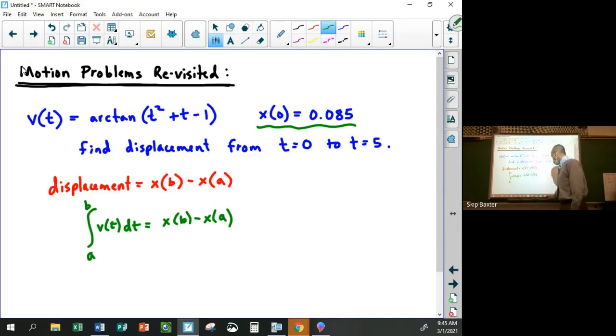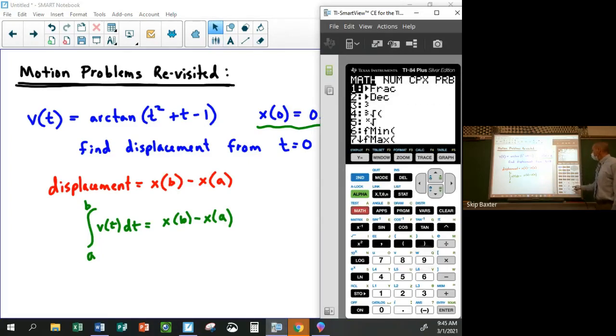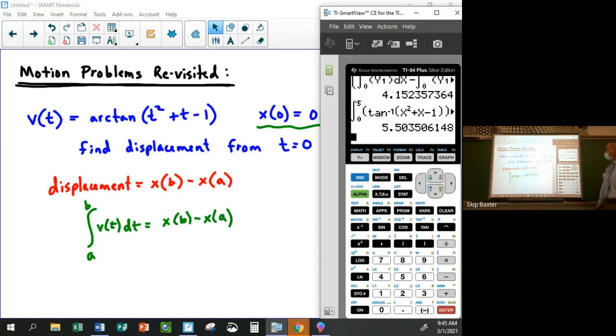So I would just use my calculator here to find the definite integral of this function from 0 to 5. On the calculator, Math 9, definite integral from 0 to 5. And the function would be secant of x squared plus x minus 1, dx. And units. That's it. Does everybody understand that?